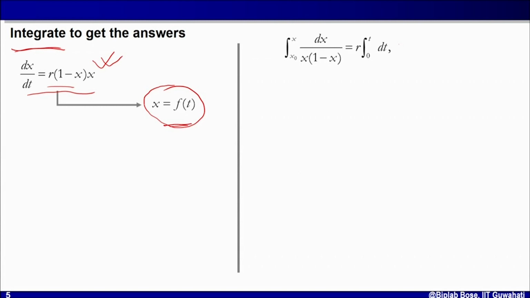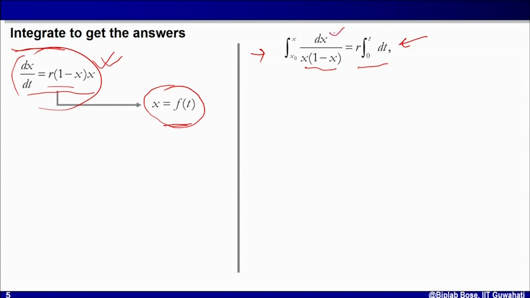So what do I have to do? I have to integrate this so that I can get the function of x with respect to time back, function of x in terms of function of time. So how will you do the integration? To do the integration, you have to separate out t and x. So that's what I have done here. By separating out x and t, I get dx by x into (1 minus x) equal to r into dt.